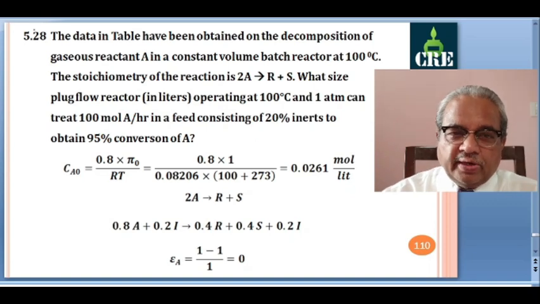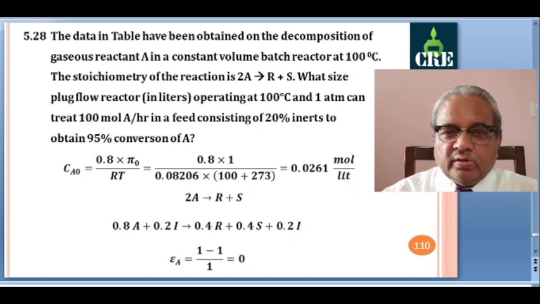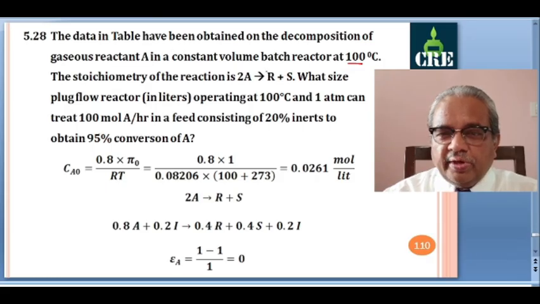We'll look into the next problem. 5.28. The data in the table have been obtained on the decomposition of gaseous reactant A in a constant volume batch reactor at 100 degrees Celsius. Stoichiometry is 2A gives R plus S. Gaseous reactant is there, 2A gives R plus S, so 2 moles giving 2 moles.